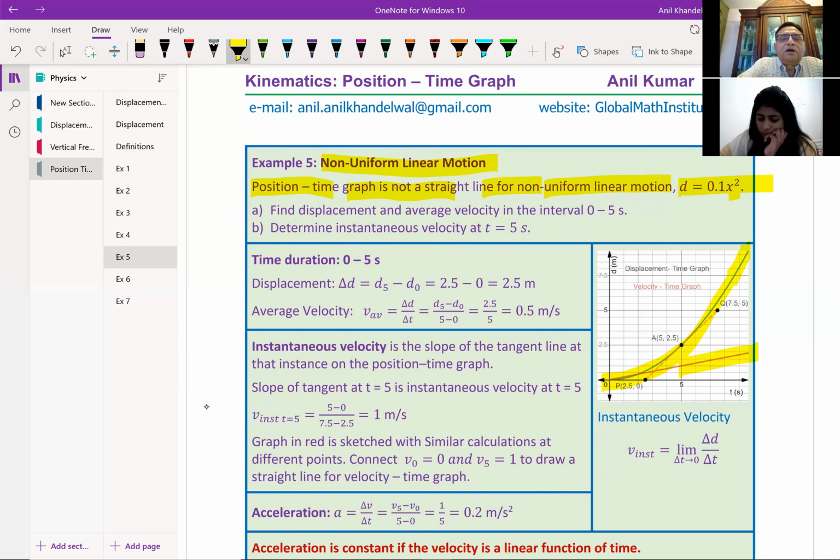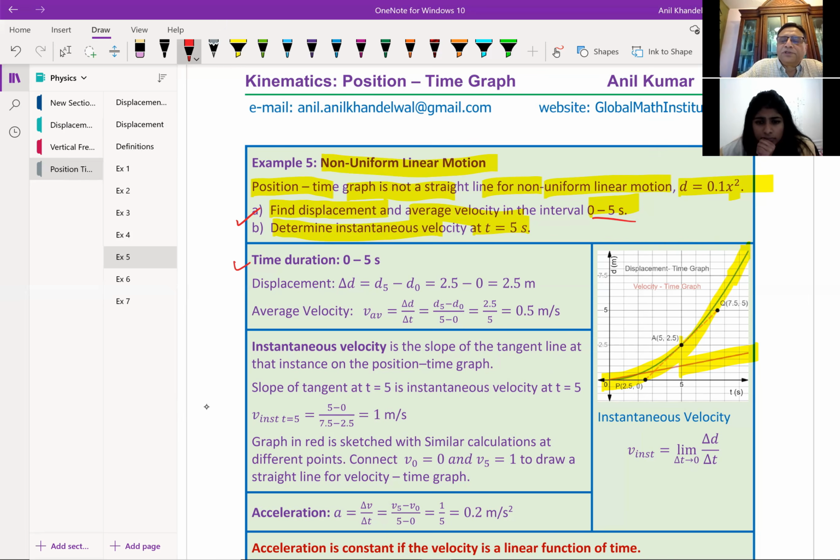You have to do these two parts: find displacement and average velocity on the interval 0 to 5, and second is determine instantaneous velocity at t equals 5. Correct? So these are the two things which we do. So part A is kind of straightforward, which is find displacement and average velocity in this interval 0 to 5. So the interval is from 0 to 5. That is the point which is marked for us.